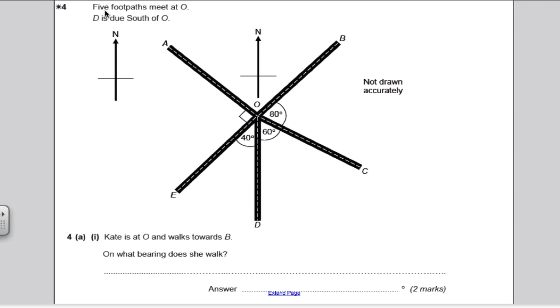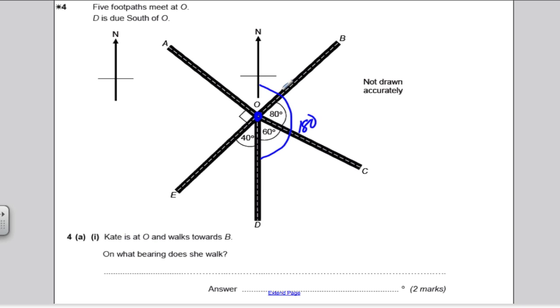Question 4. 5 footpaths meet at O. O is this point here. D is due south of O. That means that D is exactly 180 degrees from the north line.